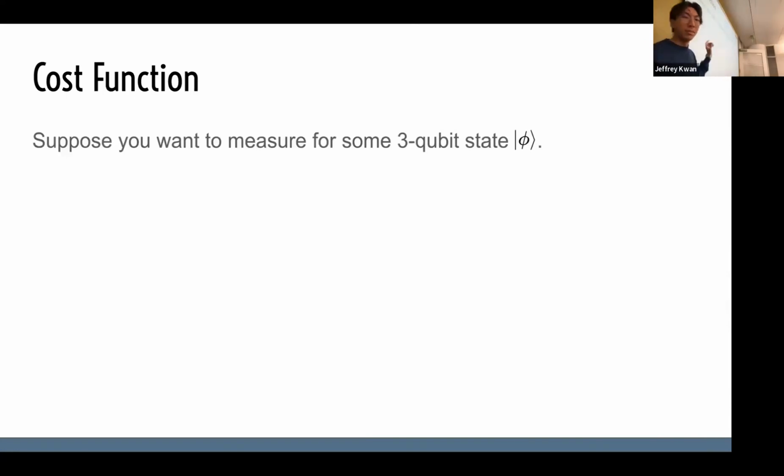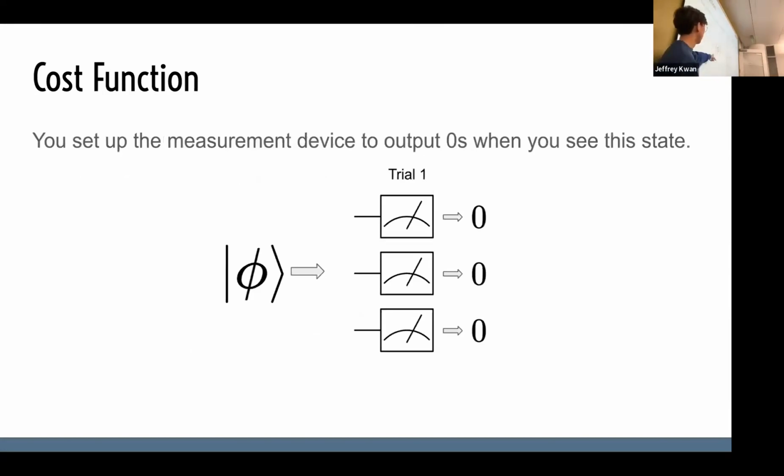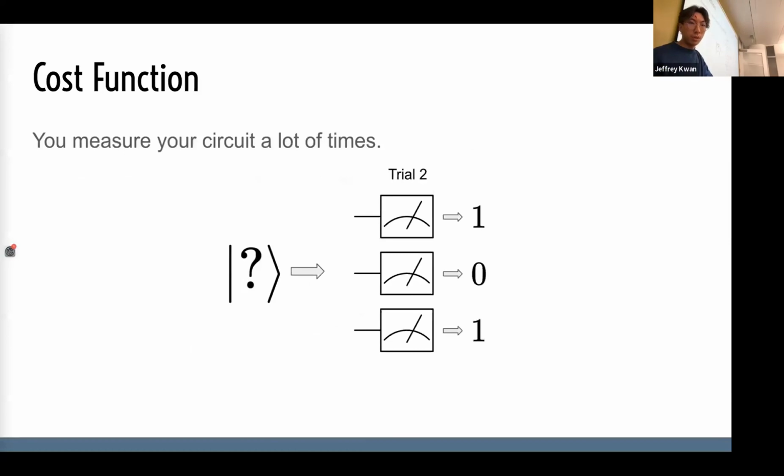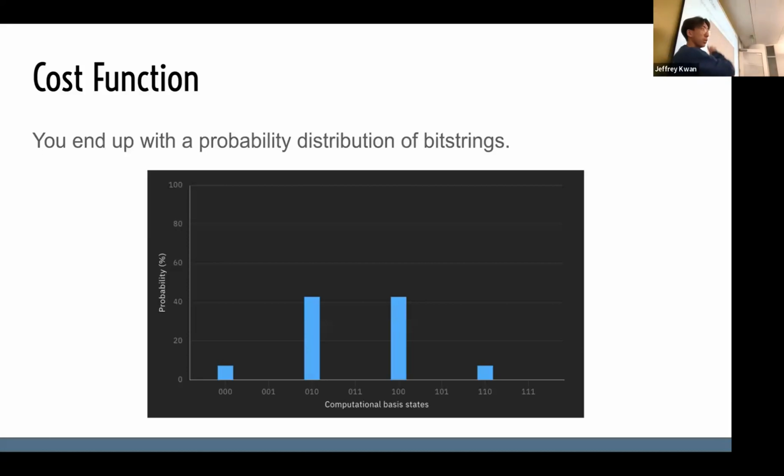Okay, so suppose you wanted to measure some 3-qubit state. Then you can set up your measurement device such that whenever you see this thing, each line is going to output zeros. And so first we're going to measure this a lot of times, right? So you're going to see 101, maybe 10, whatever, right? And at the end of the day, you can collect all of those measurements that you see and then plot it on a histogram, right? So you get some kind of probability distribution, right? But because all you wanted to do is maximize the probability of seeing this, right?